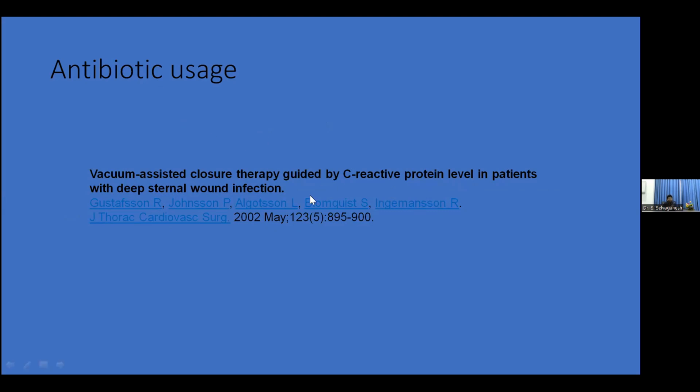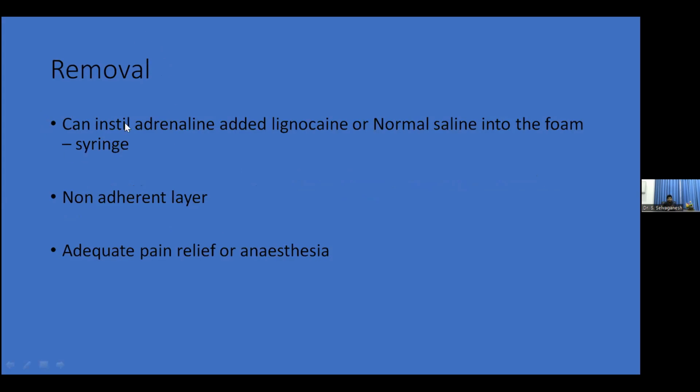and the exudates and toxins, everything is sucked out into the canister. So when to remove? Once you decide, after one cycle, maybe 7 to 10 days, I usually take adrenaline lidocaine around 10 cc with 10 cc of normal saline, and I clamp the tubing, infiltrate it into the foam, and let it be there for an hour. After that, it is easy to remove.